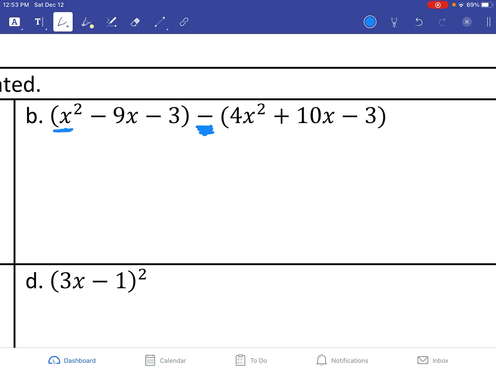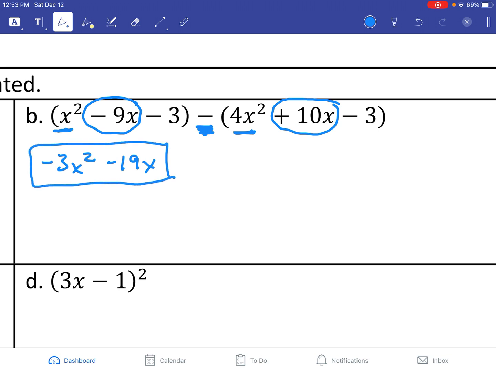So we have x squared minus 4x squared, which gives us negative 3x squared. Then we have negative 9x minus 10x, which gives us negative 19x. And negative 3 minus negative 3 is negative 3 plus 3, which is 0. We don't have to write that down, so this becomes our answer.